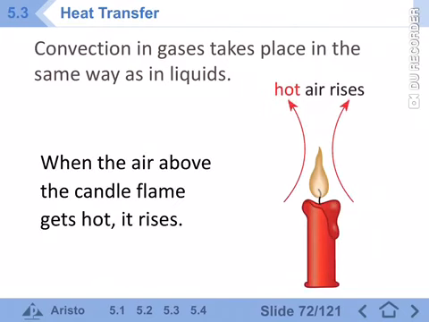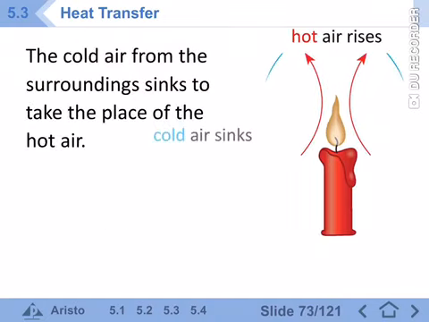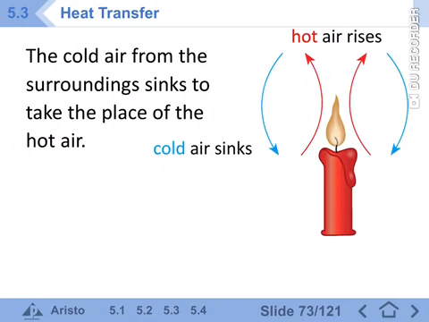And next, we've got the hot air rising from next to the candle. We're considering the case of gas. What will happen is the cold air will come back down. You have to think of it in 3D.